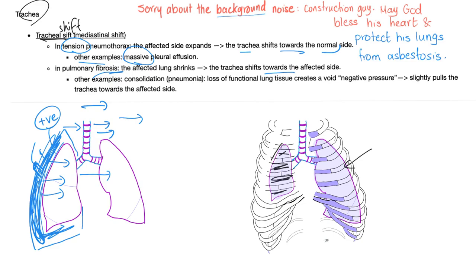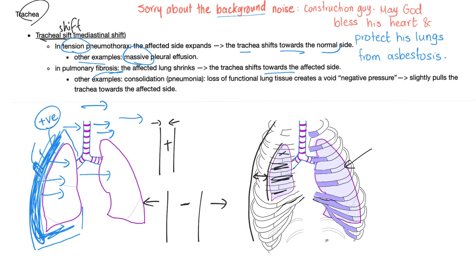So here is that visceral pleura and here is that parietal pleura. The distance between them has increased. According to physics, when two surfaces come closer to each other, they create positive pressure in between. When two surfaces go away from each other, they create a negative pressure in between. This negative pressure is going to do what? Negative pressure sucks stuff. It pulls stuff. It's going to pull the trachea towards the affected side. And that's a big difference.